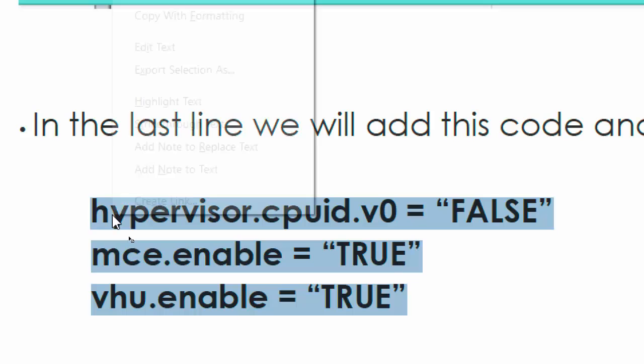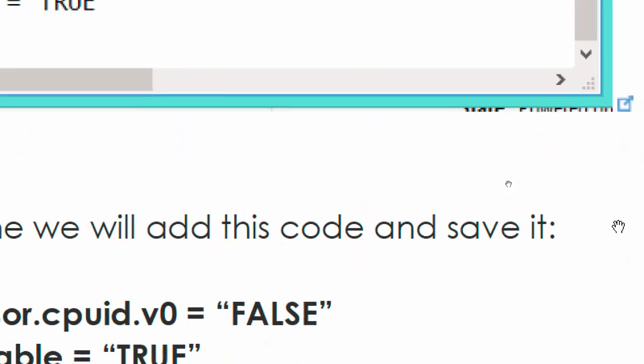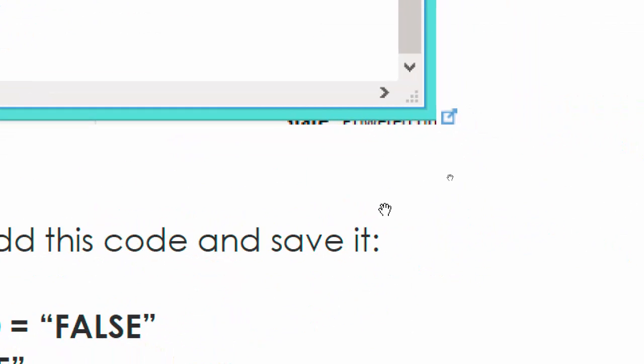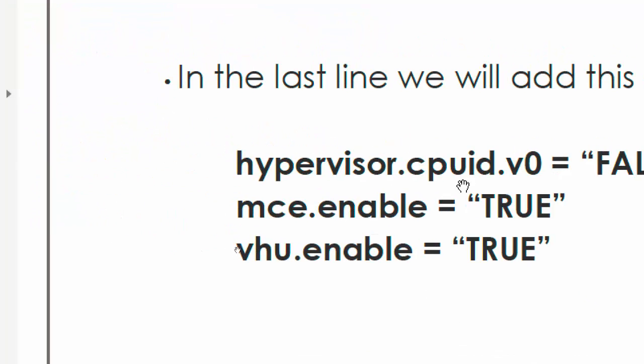Okay, so these are the 3 lines. You see that, Dinesh? Yep. Matthew, you see that? 3 lines. It's on page 7.